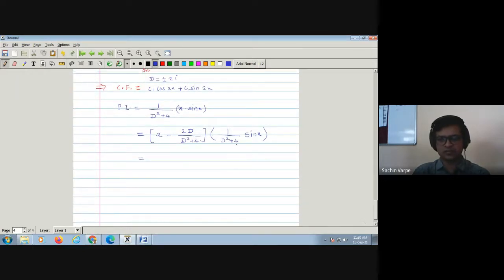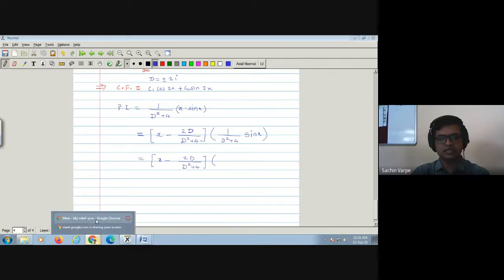So first of all, solve this bracket. x minus 2D upon D square plus 4 into, what we do for sine? What is the case for sine? Because this is of the form 1 upon phi of D into sin ax, right? So what the sine case is?